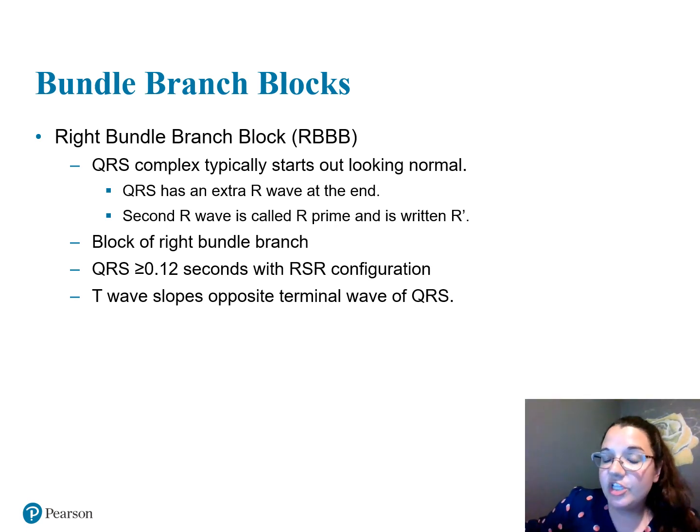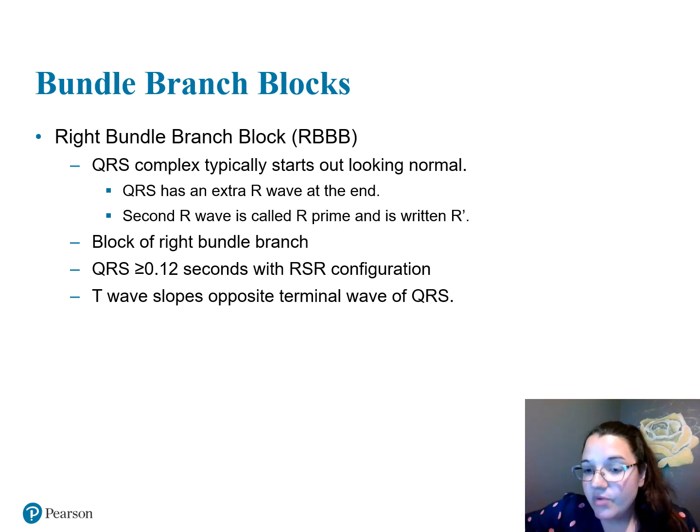So what leads do we look at for our axis quadrant? We're going to look at leads 1 and AVF. But what lead are we going to look at for a bundle branch block? We're going to look in V1. What lead do we look at to determine the first step of 12-lead interpretation? Lead 2.